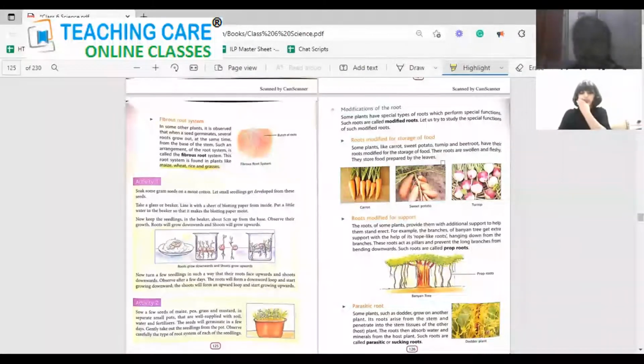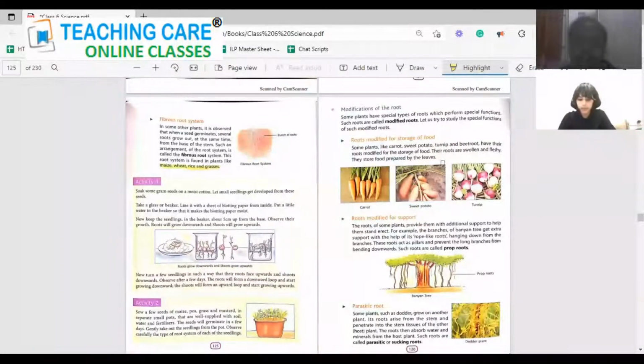Now, certain roots are modified according to the plant's needs. That is called roots modified for support. Now, have you seen a banyan tree? It has something unique. What is it? It has some kind of rope. Yes, you are right. It consists of rope-like roots hanging down from the branches.